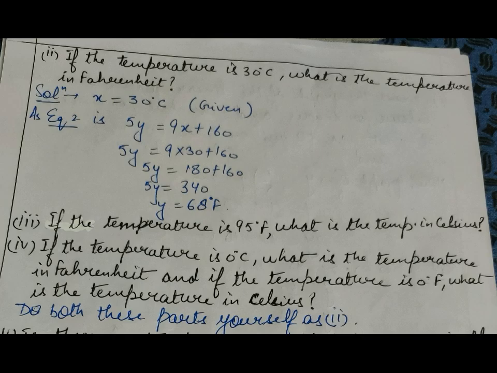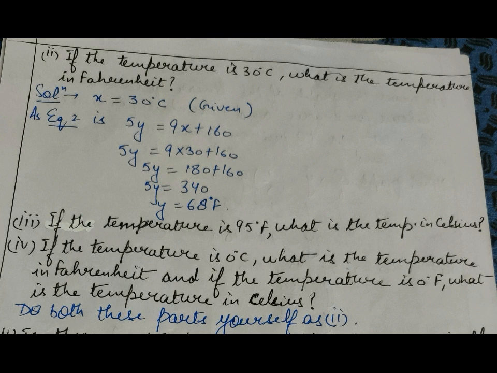Okay, now come to the second part of this question, that is, if the temperature is 30 degrees Celsius, what is the temperature in Fahrenheit? Now here we can see that x is equal to 30 degrees Celsius is given to us. So after putting the value of x in equation number 2 and solving it, it will become y is equal to 68 degrees Fahrenheit.